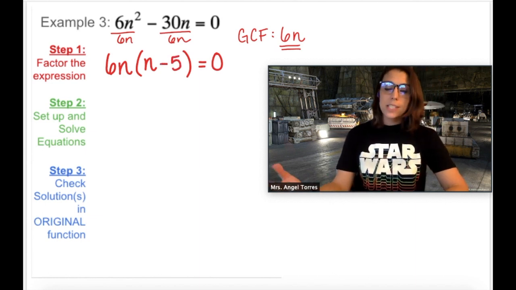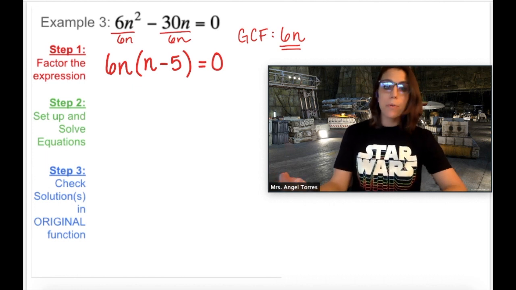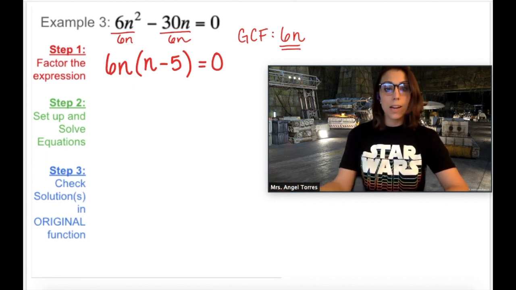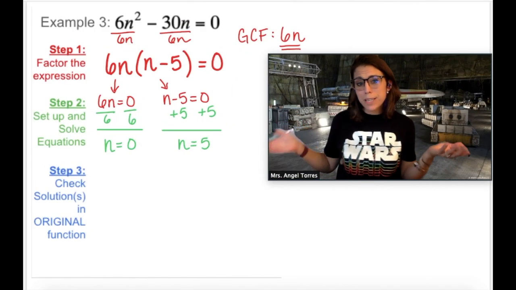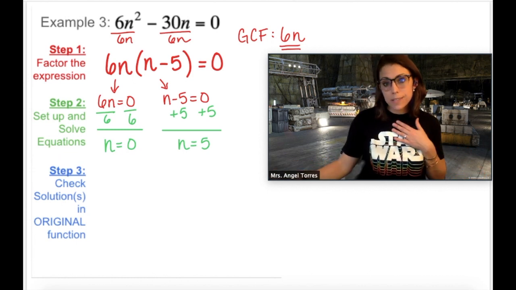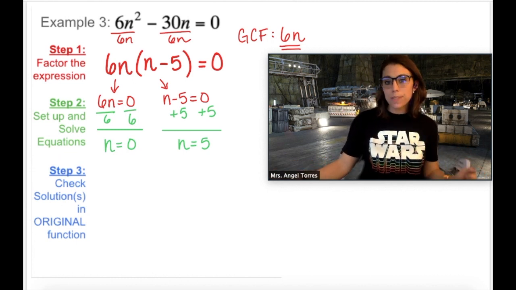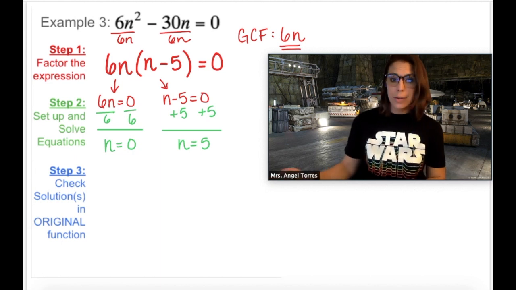So now we have taken something from standard form and put it into intercept form. And from here, we can solve using zero product property. So go ahead and try that on your own. Whether you use mental math or solving, I ended up with 0 and 5. So I'm going to check both of these in the original function in standard form, starting with n equals 0.